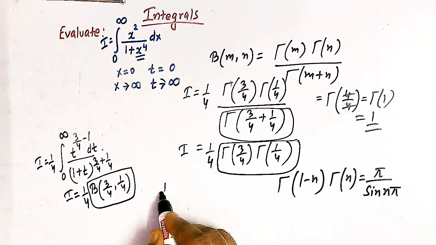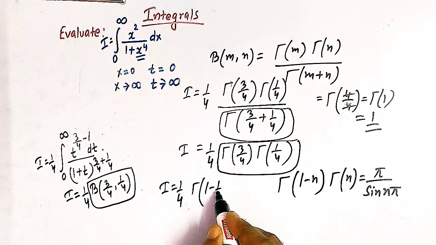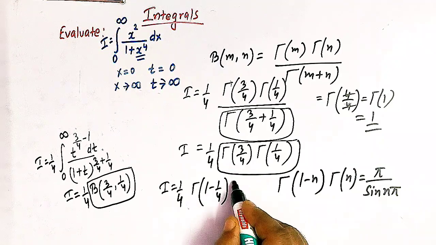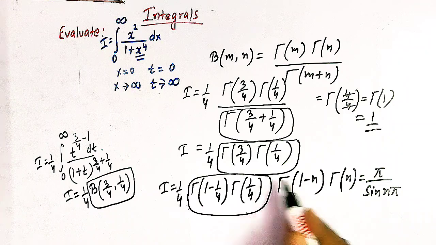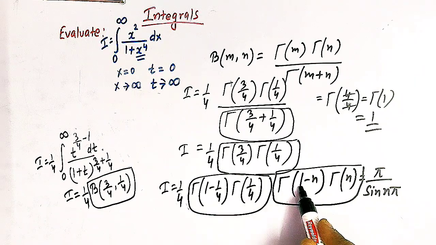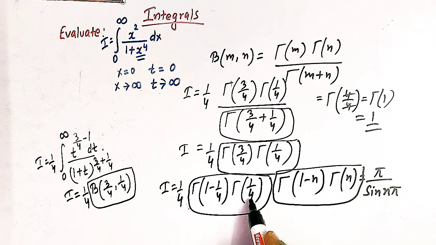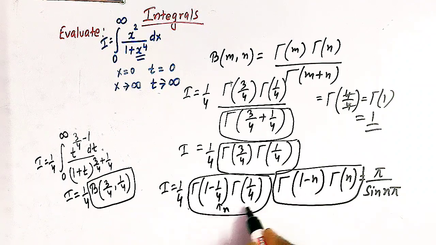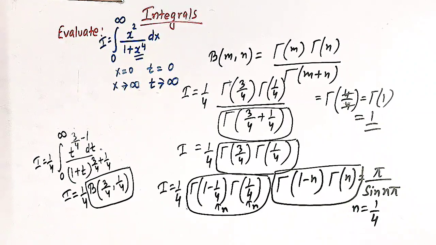So now we can express this term as gamma of 1 minus 1 by 4, because 3 by 4 can be written as 1 minus 1 over 4, and here we have gamma of 1 by 4. So now this term is similar to this one, right? So here we have 1 minus 1 by 4, here we have 1 minus n, and here we have gamma of n, here we have gamma of 1 by 4. So comparing this term with this one, we can see that the value of n is 1 by 4, right? So n is 1 over 4.